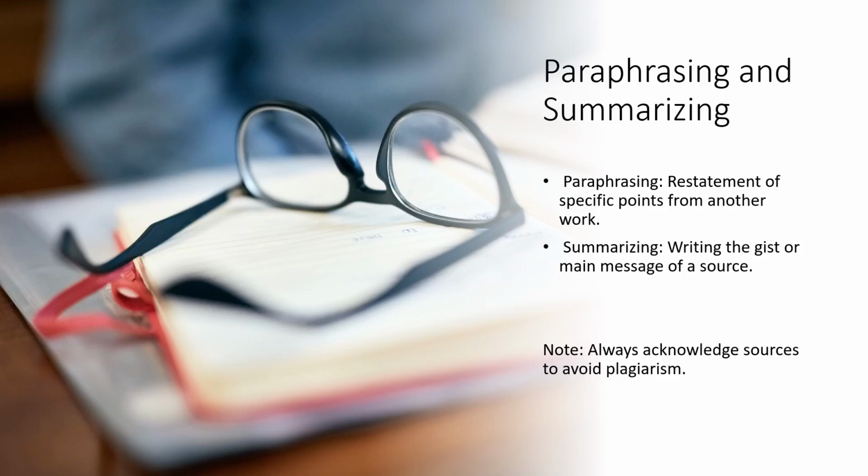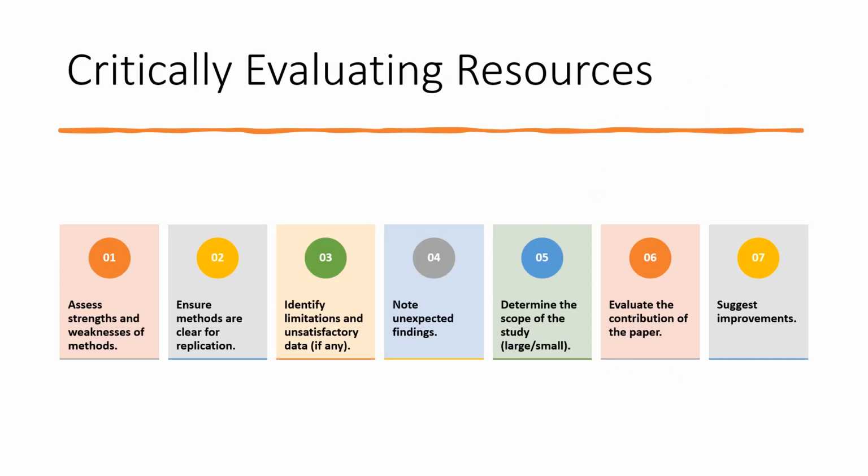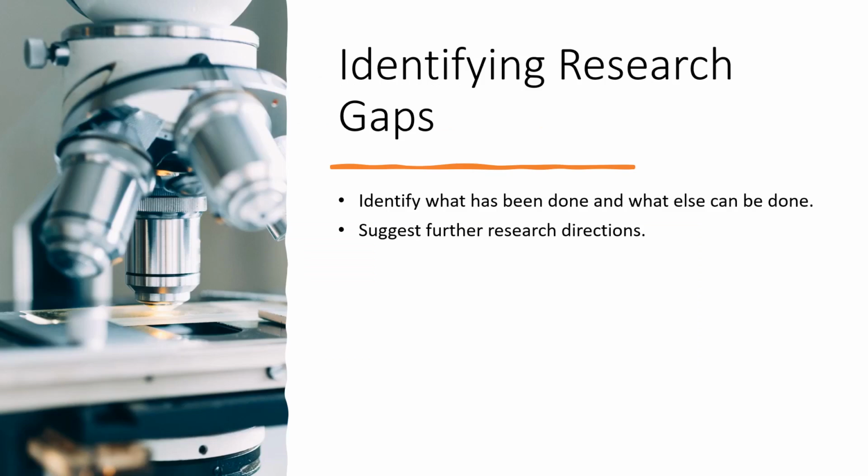Evaluating resources involves assessing the strengths and weaknesses of methods, ensuring clarity for replication, identifying limitations, noting unexpected findings, determining the scope of the study, evaluating the contribution of the paper, and suggesting improvements. Identifying research gaps means determining what has been done and what else can be done. It involves suggesting further research directions based on identified gaps.